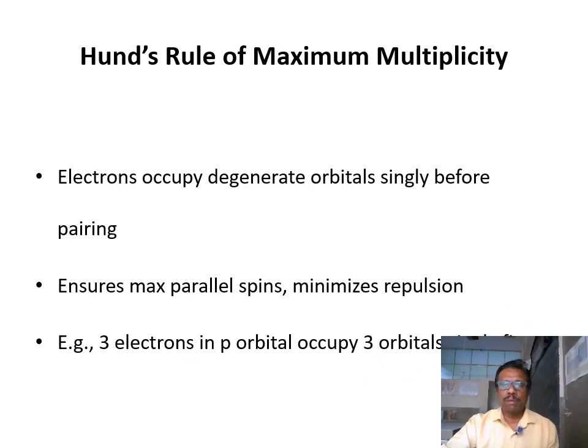Hund's rule of maximum multiplicity. Electrons occupy degenerate orbitals singly before pairing. That is, electrons try to occupy singly as far as possible. This ensures maximum parallel spins and minimizes repulsion. Example, 3 electrons in the p orbital occupy 3 orbitals independently. When all the degenerate orbitals are singly occupied, next the pairing will start.